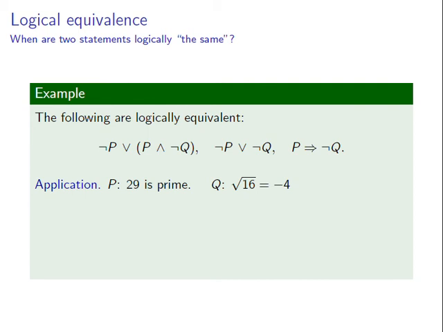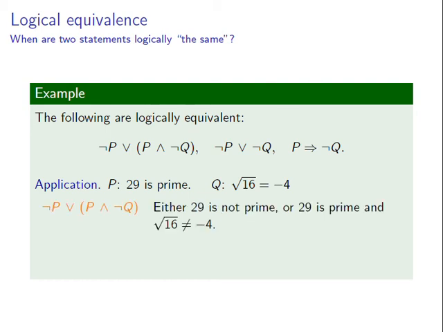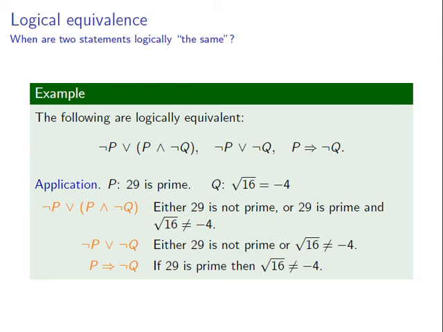To illustrate, let P be the proposition 29 is prime, and let Q be the proposition the principal square root of 16 is negative 4. The sentence, either 29 is not prime, or 29 is prime and the principal square root of 16 is not equal to negative 4, is the proposition either not P or both P and not Q. This is logically equivalent to the sentence, either 29 is not prime or the principal square root of 16 is not equal to negative 4, which is the proposition not P or not Q. And to the sentence, if 29 is prime, then the square root of 16 is not equal to negative 4, which is the proposition P implies not Q.